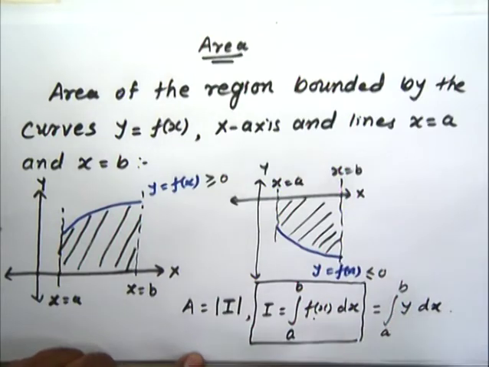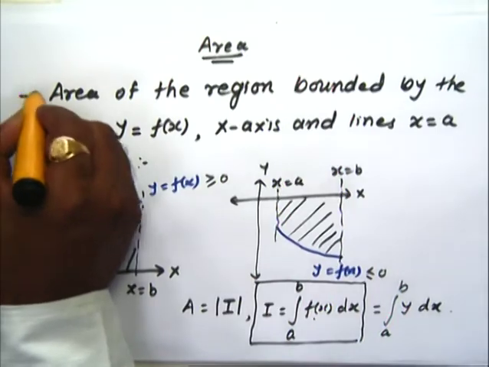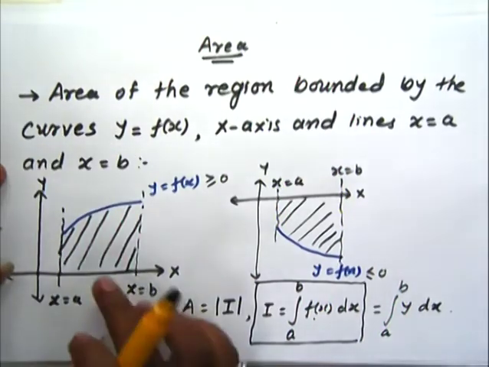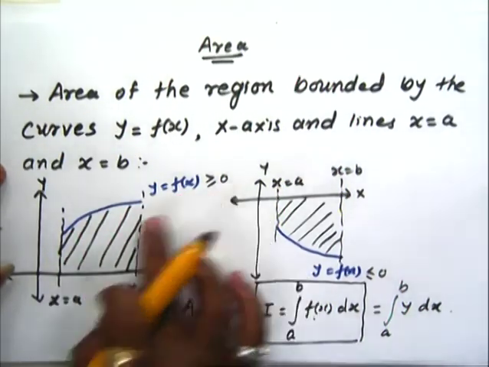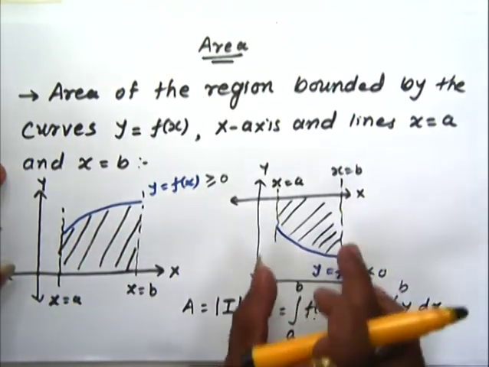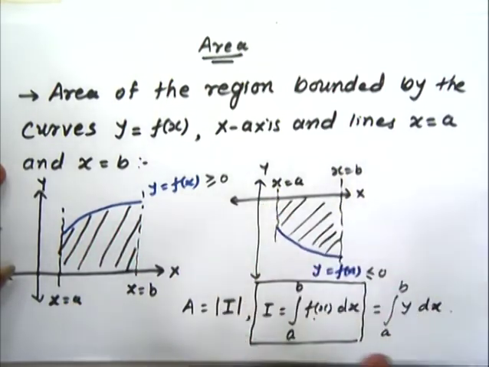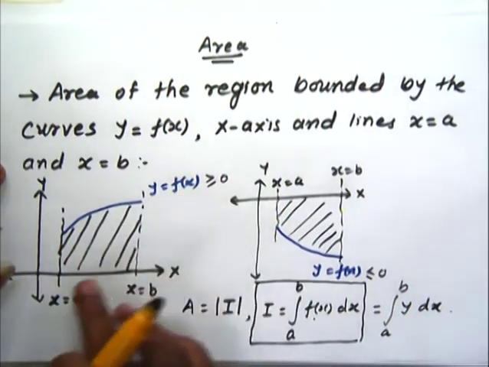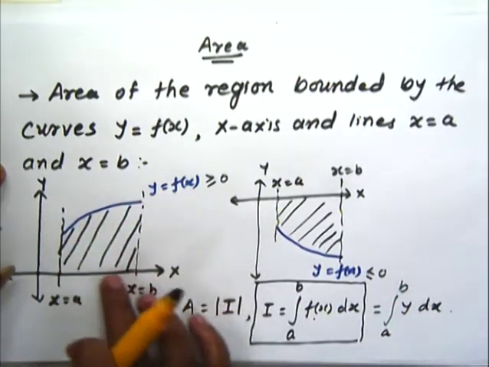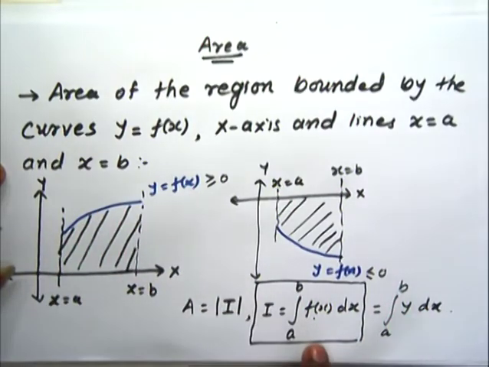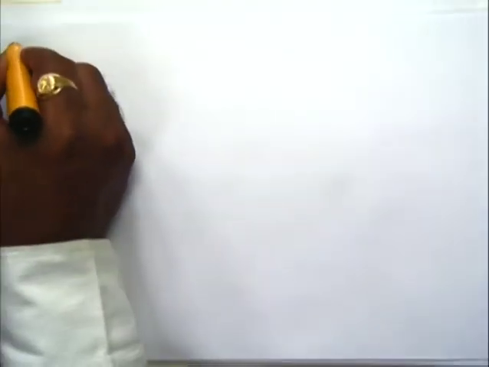So this is our first case, that y equal to f(x) is greater than or equal to 0 or less or equal to 0 between x equal to a and x equal to b. Then the area bounded by the curve y equal to f(x), x-axis and two lines is given by this formula. Okay, so please note down this formula in your notebook. We will use this.